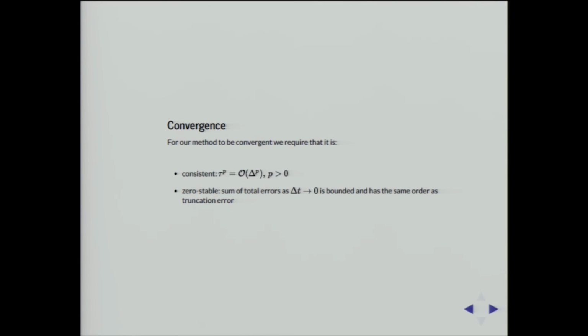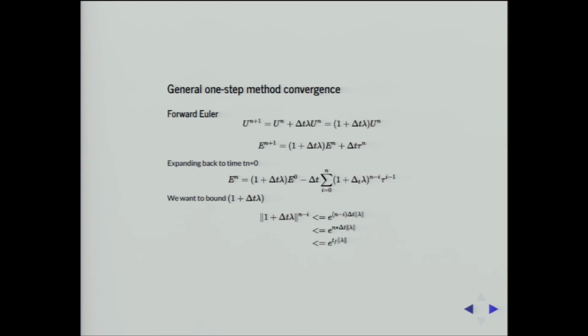And it should be 0 stable. This is an extra stability condition, a relaxed stability condition. That means that the sum of total errors as delta t goes to 0 should be bounded and should be of the same order as my truncation error. This is the general convergence condition for one-step methods.